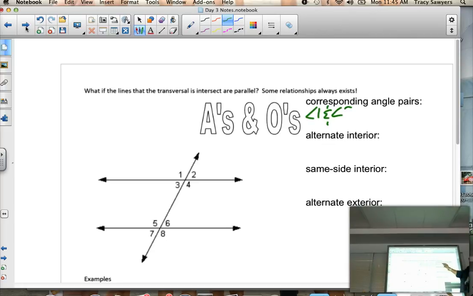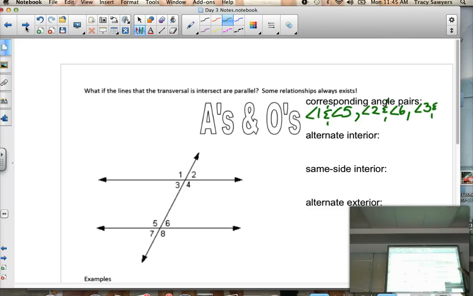You see that, Brenna? They're in the same position. Above the line and to the left of the transversal is 1. Above the line and to the left is 5. Someone else. Angle 2 and... Please make sure you're writing that down. That's not on your paper. On the right of that picture, you need to write that down, please. The name and then the angle.